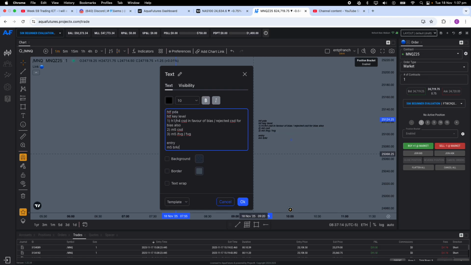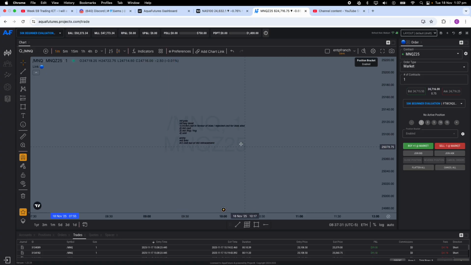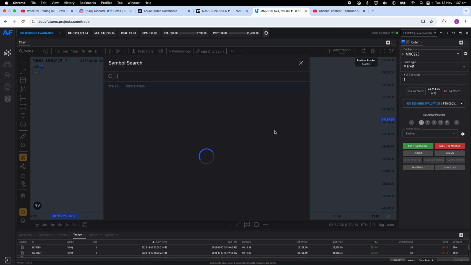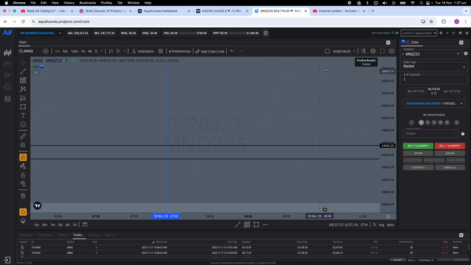M5 breaker, M1 CSD out of M5 retracement. And you'd also probably like to see SMT also. So this is kind of what you'd want to see at least. Yeah, hopefully that made sense.